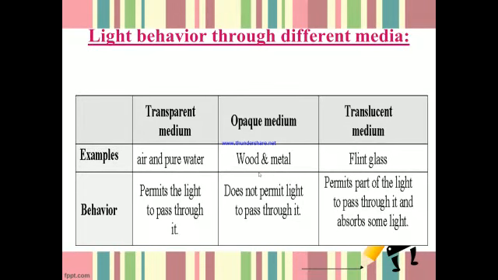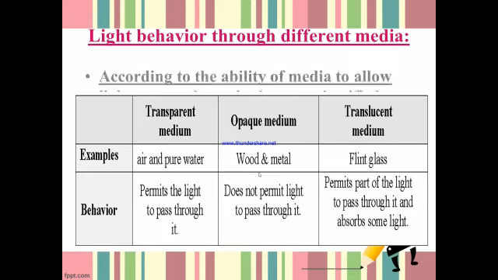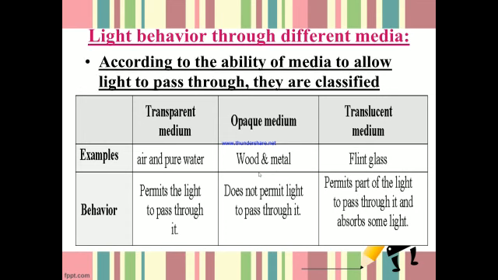So we are going to complete today our lesson, The Wave Nature of Light. Today we are going to talk about the light behavior through different media. According to the ability of the media to allow light to pass through, they are classified into three groups: transparent medium, opaque medium, and translucent medium.